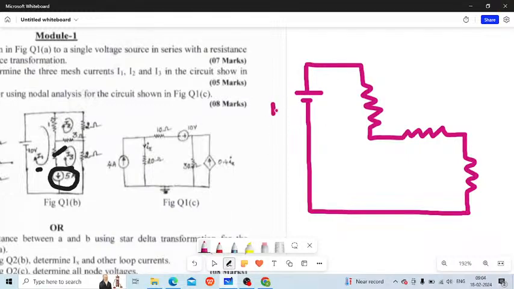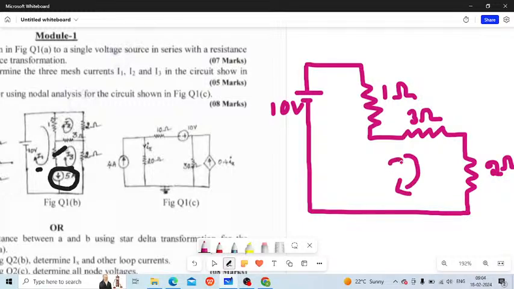So here is 10 volt, students, and here is 1 ohm, and here is 3 ohm, and here is 2 ohm, right? So now you have to write the mesh currents. Don't forget to write the mesh currents, because according to the mesh currents only we are going to write the equation, no? The resistance into that mesh current we are going to write, right? So that is why write the mesh currents without fail.